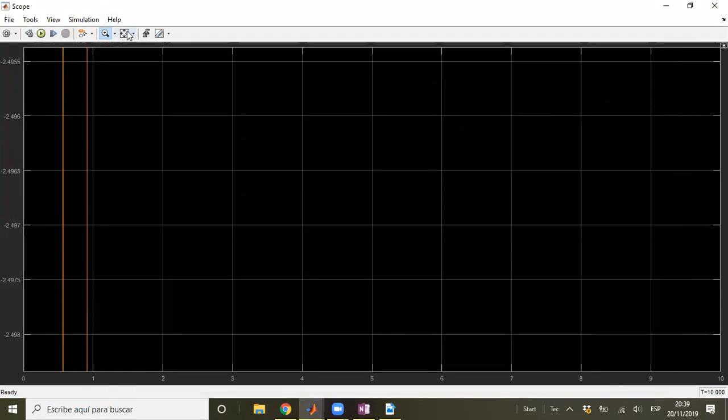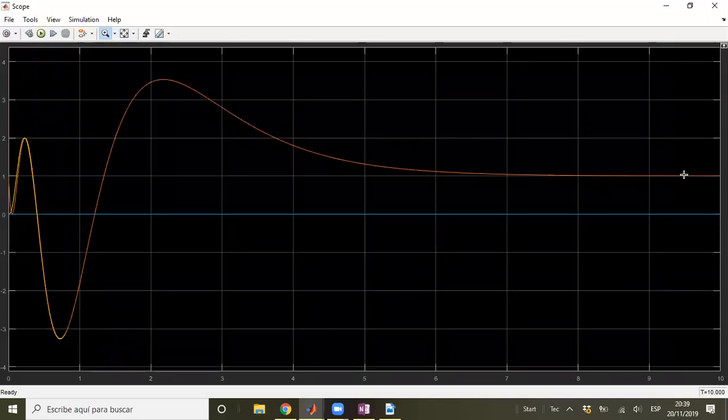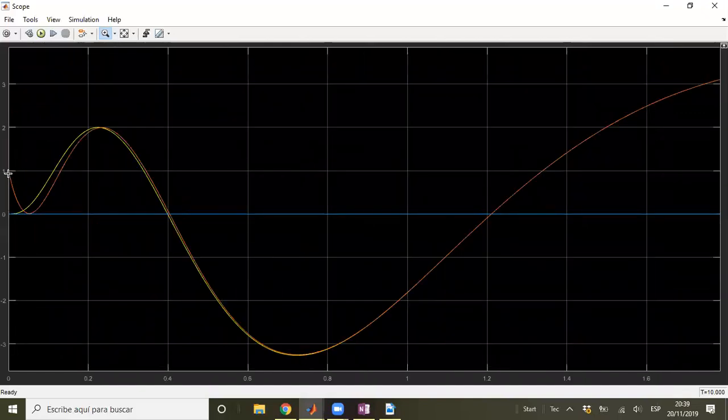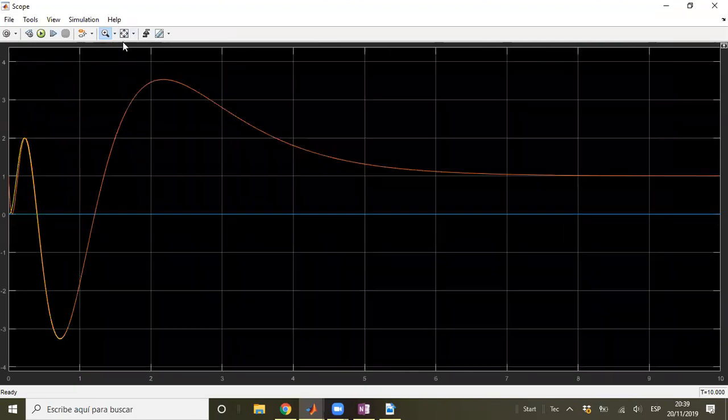So now the output should go to 1. Okay. And this is the observer working. You see, it has a different initial condition than the original system, but still it follows it. Okay. And it works. It's making a good estimation of the state variables.